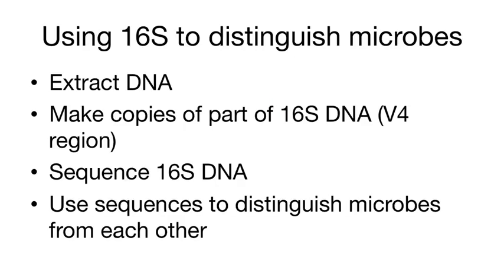There are 4 basic steps involved in using the 16S rRNA gene to tell types of bacteria and archaea apart. First, you need to get the DNA out of the cells. We refer to this as extracting DNA. Then, you have to make copies of the part of the 16S gene that you want to examine, such as the V4 region. This is done using polymerase chain reaction. Then you have to sequence the copies of the DNA. Finally, you use the sequences to distinguish microbes from each other. Let's start by talking about DNA extraction.